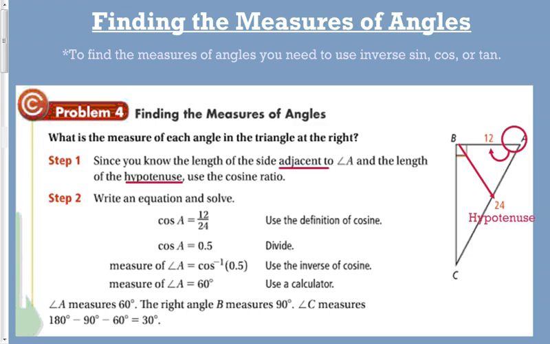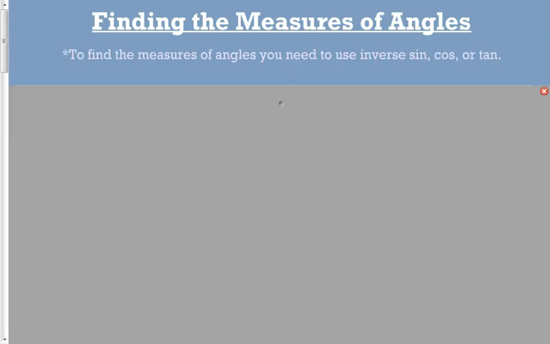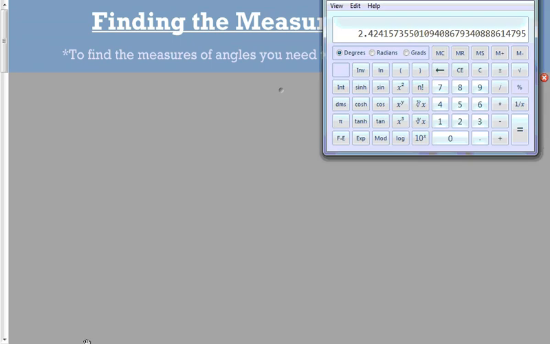Right here we have finding measures of angles. All right, so let's take a look at this. To find the measure of angles, you need to use inverse sine, cosine, or tangent. So if I look at this calculator, your calculator might be a little bit different.